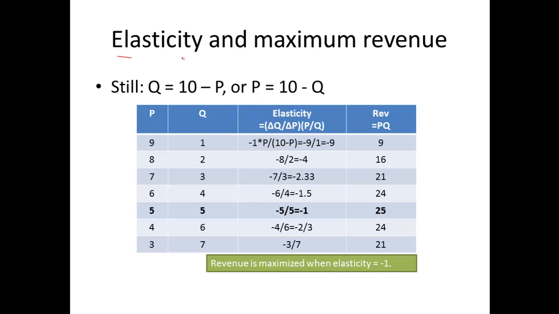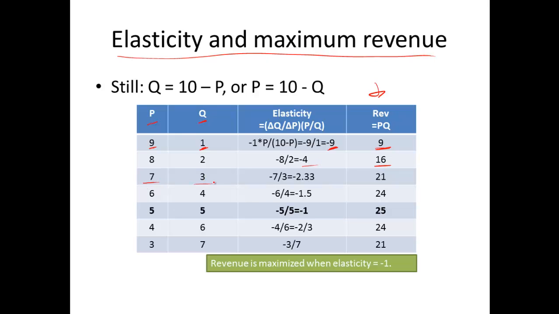One thing that elasticity is related to is maximum revenue. So let's stick with the demand curve that we've been working with, and let's consider various price quantity combinations along that demand curve, and let's calculate the revenue at each point as well as the elasticity at each point. And we'll see something interesting happens. So when the price is 9, the quantity along the demand curve is 1, so revenue is 9 times 1, or 9. If we were to calculate the elasticity at that point, we'd find it's very elastic. It's minus 9. When the price is 8, quantity is 2, revenue is 16, and the elasticity is minus 4.